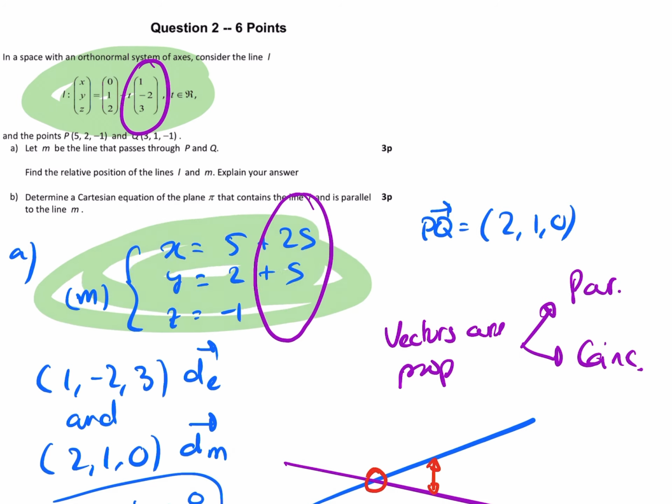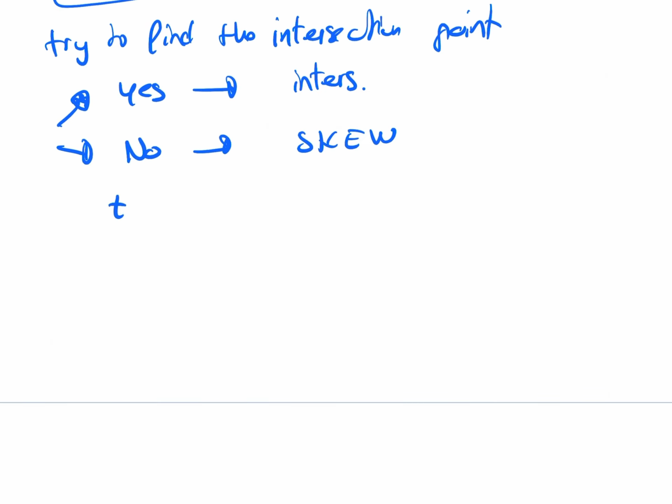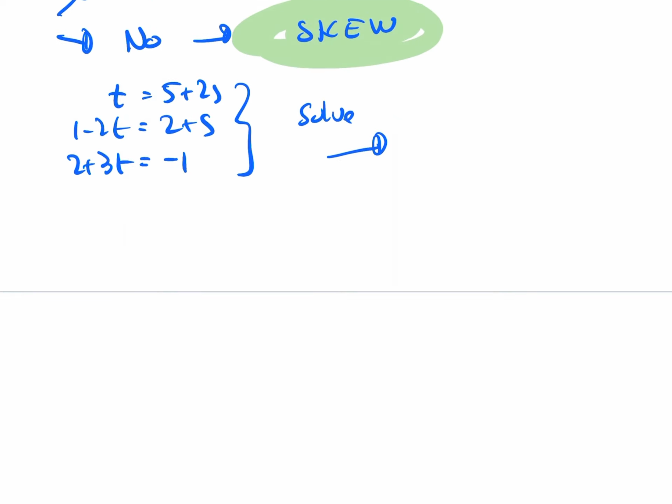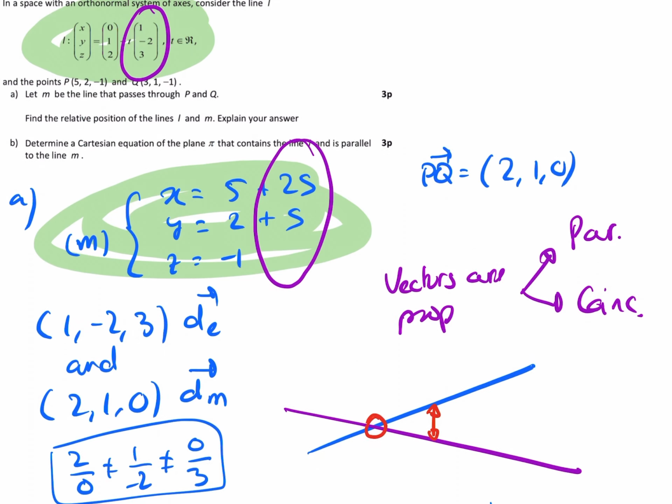So we need to solve the system of simultaneous equations that includes both lines, which means t would be equal to 5 plus 2s, 1 minus 2t would be equal to 2 plus s, and 2 plus 3t will be equal to negative 1. When we try to solve this, we can use a calculator. We'll get that there is no solution. Therefore, the lines are skew in this case. That was question A. Let's go to question B now.